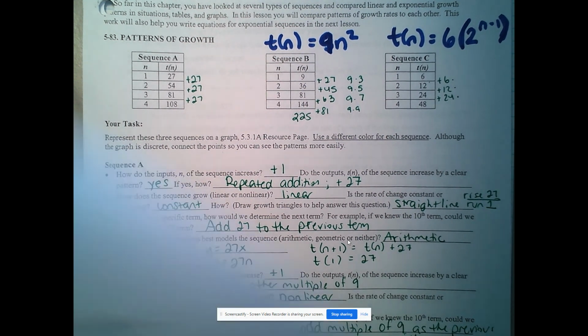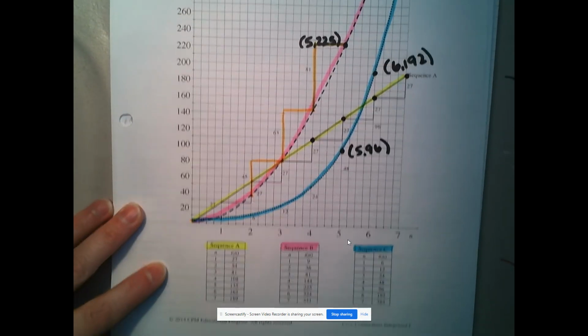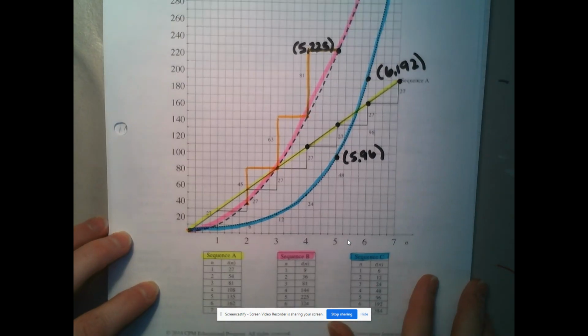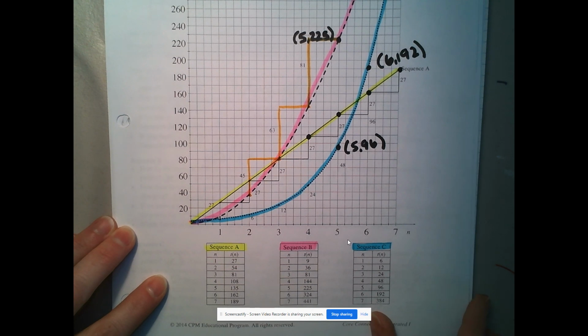And if we wanted to look at our graphs, we could take a look at the 3 different sequences. We have sequence A, which we knew was going to be linear, sequence B, which is the pink one, and sequence C, which is the blue one. And they are both, like we thought, not geometric, sorry, they're both nonlinear. They're both curved. And sequence A is the linear one.